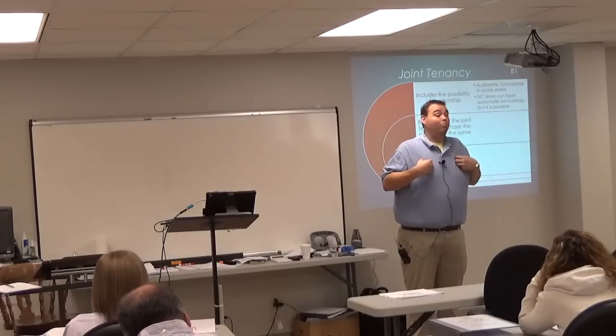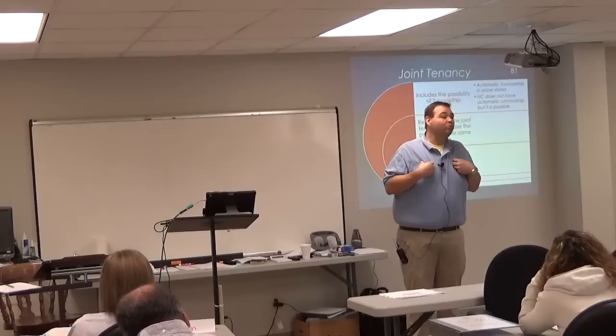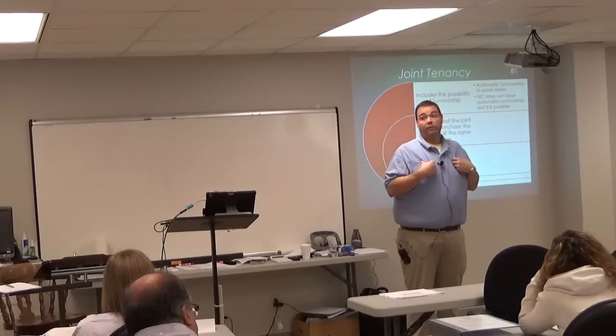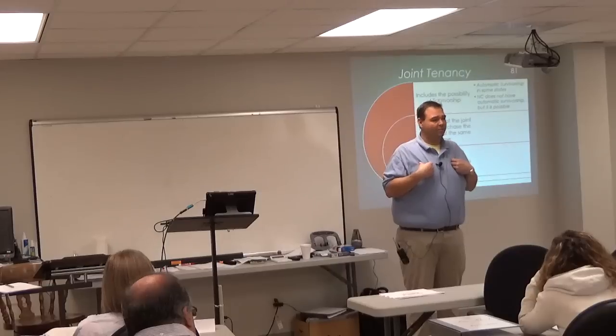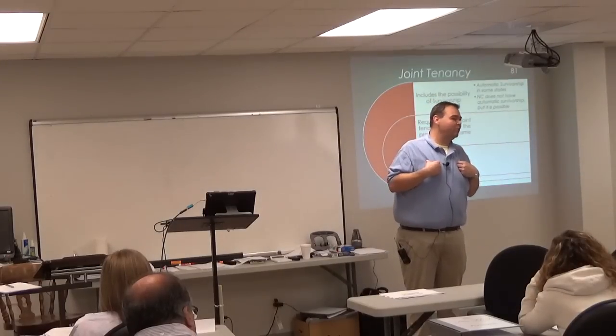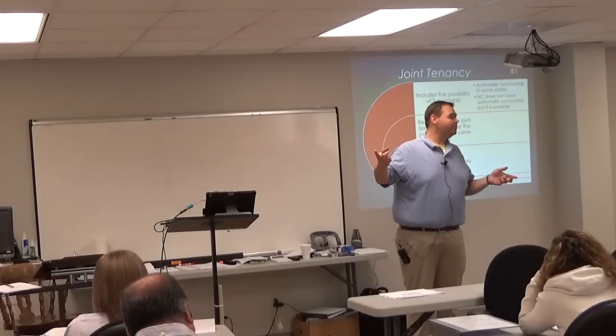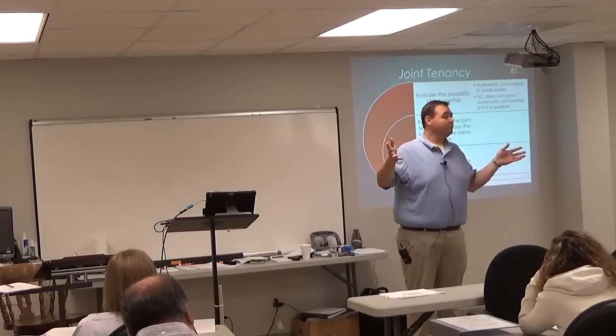For example, my deed to my house in Cary says, as joint tenants with the right of survivorship. Why do you think that was? I bought the house with somebody I wasn't married to. But we intended that if something happened to one of us, the other's ownership share would automatically transfer to the survivor. Does that make sense for everybody?